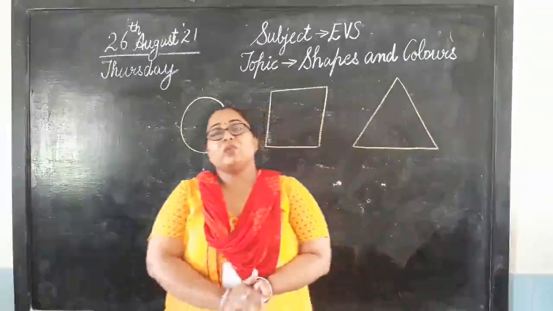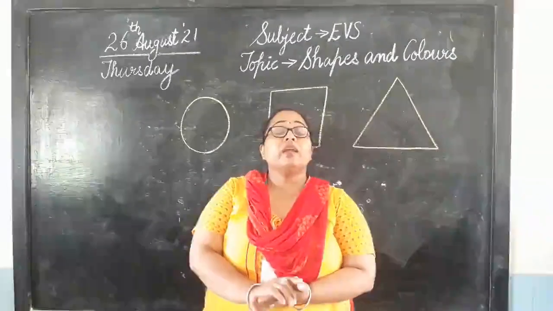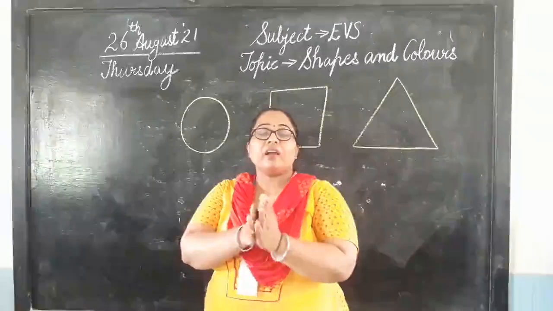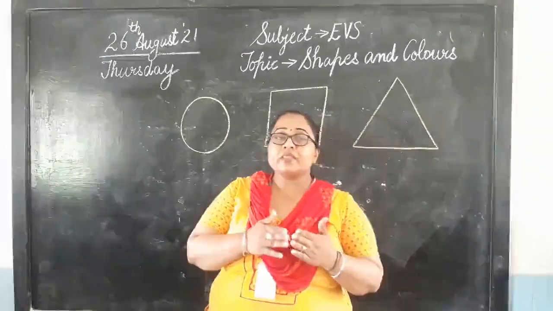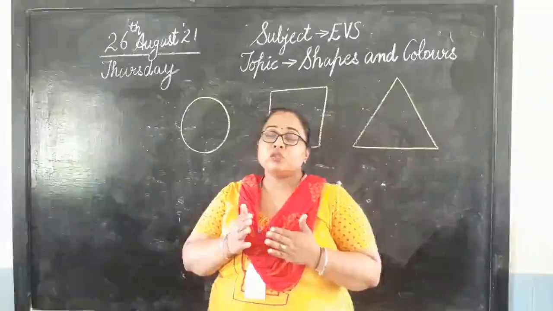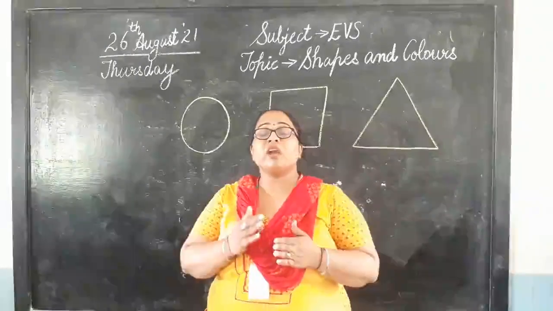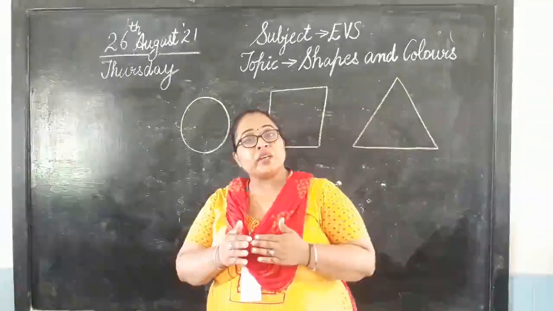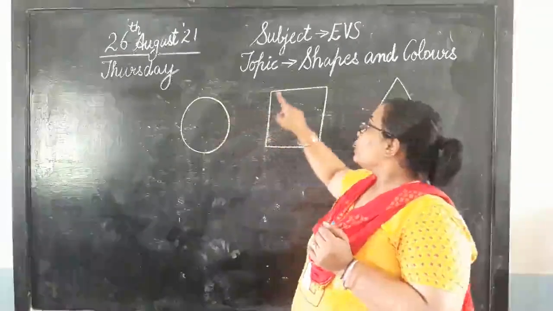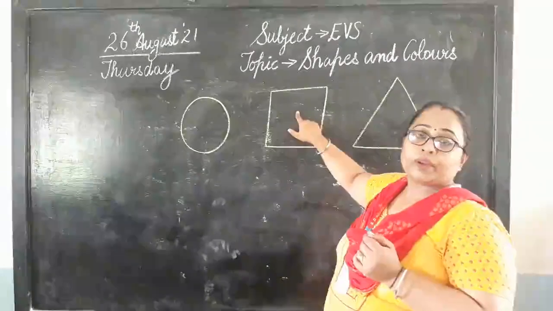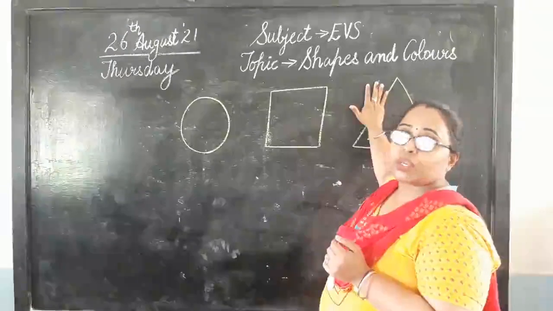Welcome back. So now it's time we are going to start our revision work in EVS. In our EVS subject, we have learned about shapes and colors. So today we are going to do a quick revision of this topic where we are going to see some objects that are circle in shape, square in shape and triangle in shape. These are the three shapes we have done.